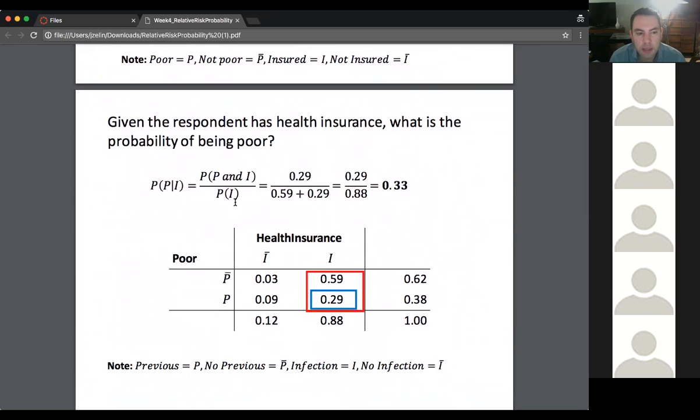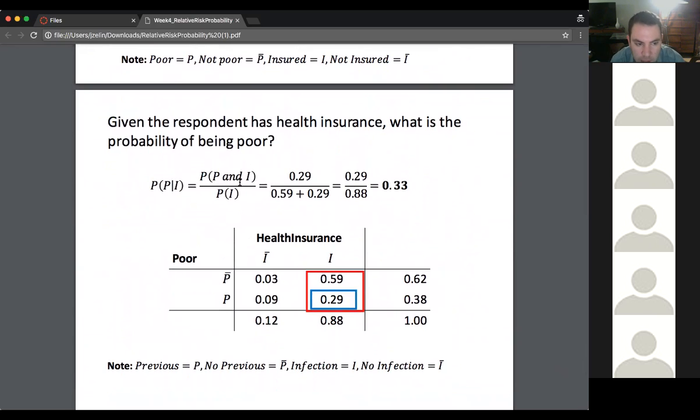Given the respondent has health insurance, what is the probability of being poor? So we can use our conditional probability here: the probability of being poor given that you have insurance. This is not the same thing as what we looked at in the previous example. This is the reverse as far as the conditioning statements go.